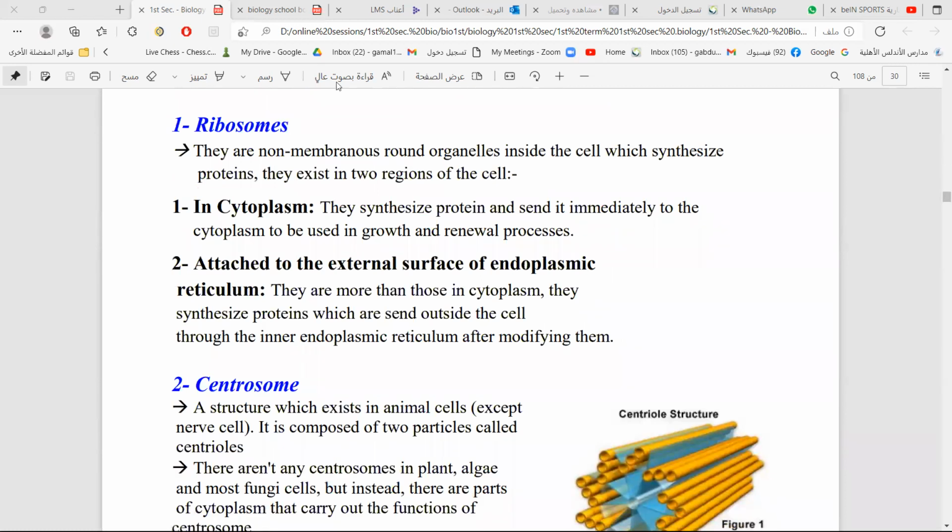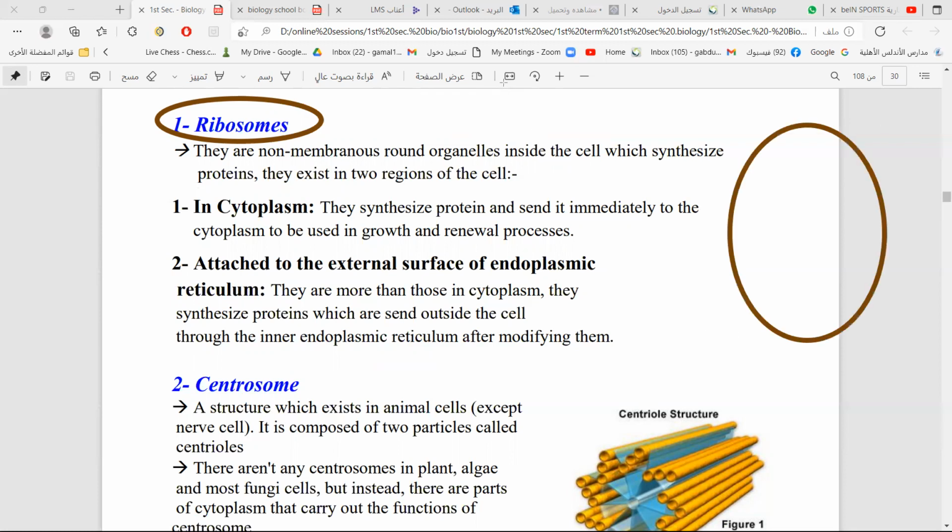Ribosomes are non-membranous organelles. Ribosomes are found on the endoplasmic reticulum or free inside the cytoplasm. They are small, round-shaped particles.